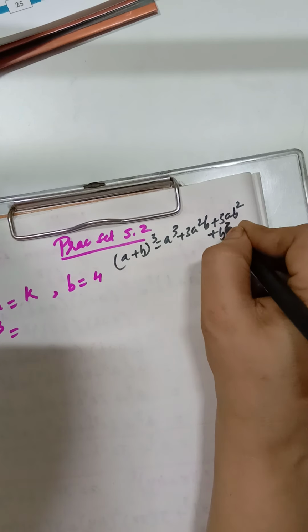Now this is equal to A cube. So it is 50 whole cube plus 3A square, A square means 50 square into B, which is 2, plus 3 A, 50, B square is 2 square, plus B cube is nothing but 2 cube. So this is equal to 50 cube. So your 50 cube will be, children, 50 into 50 into 50.